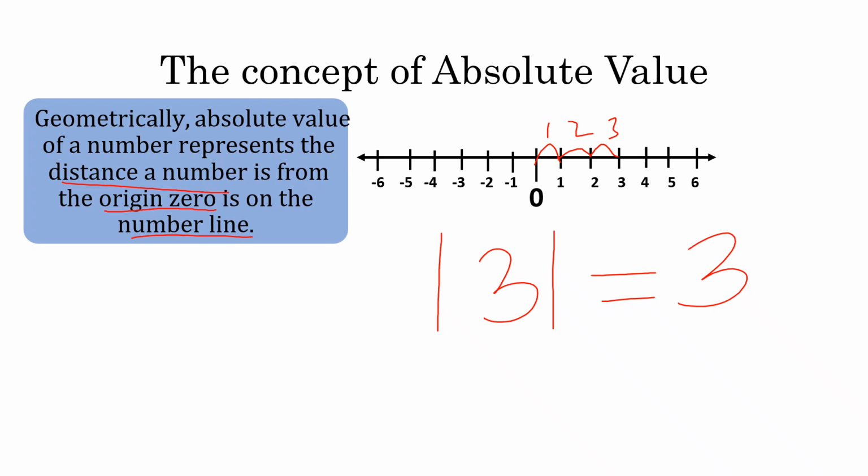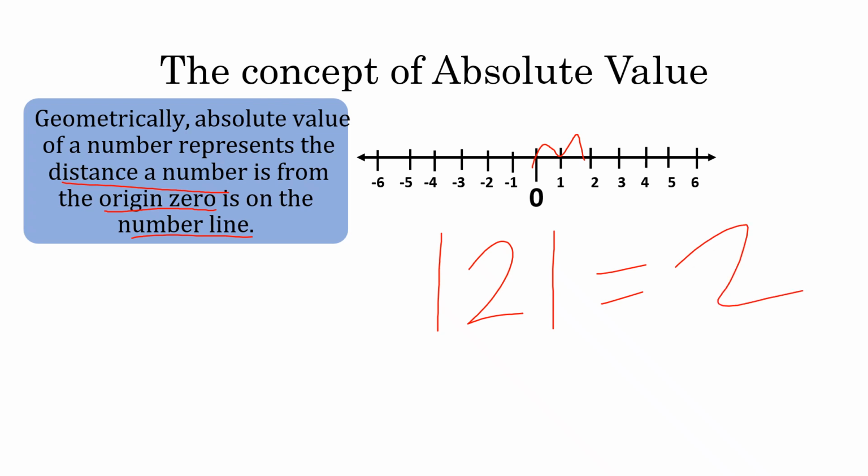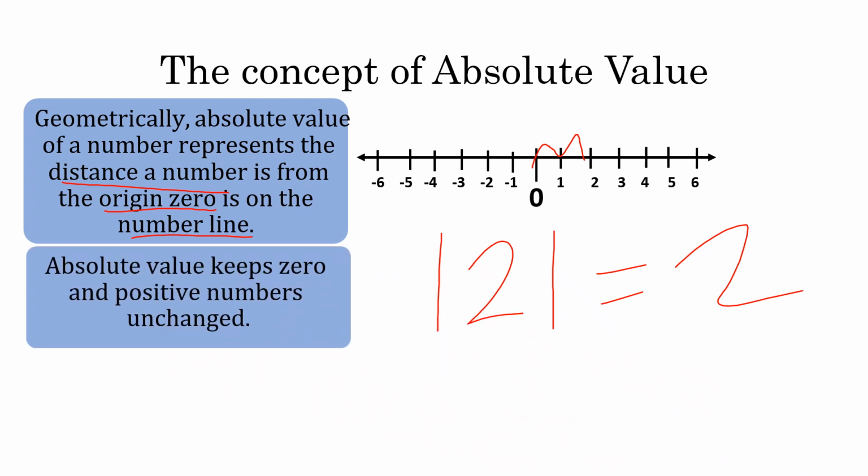The absolute value of 2: 1, 2, is equal to 2. So you might ask, what's the difference? The absolute value of a positive number always gives you the same number. So the absolute value of a number, if the number is positive, keeps it unchanged. And also the absolute value of 0 is still 0. So we can keep that note.